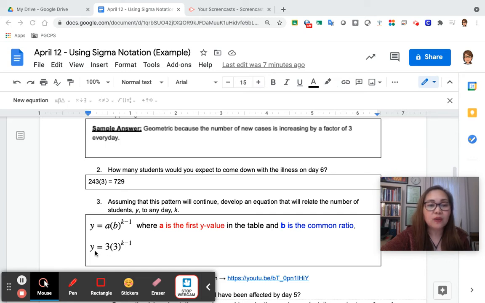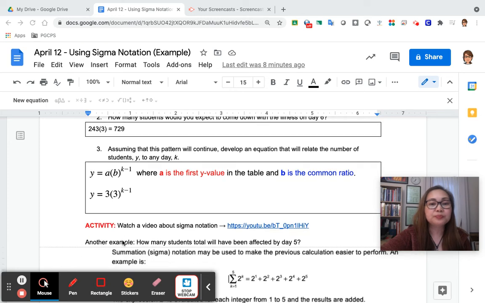So your formula is going to be y equals 3 times 3 raised to k minus 1. This is the first value, and then this is your common ratio. And this one is a part to express what's happening as far as day is concerned. So day 1, day 2, and so on.